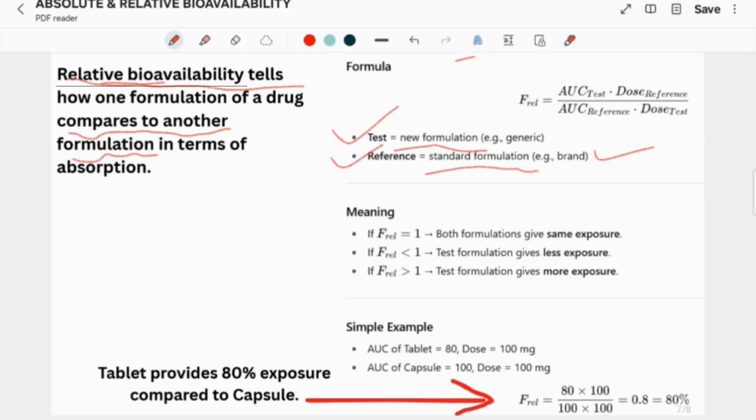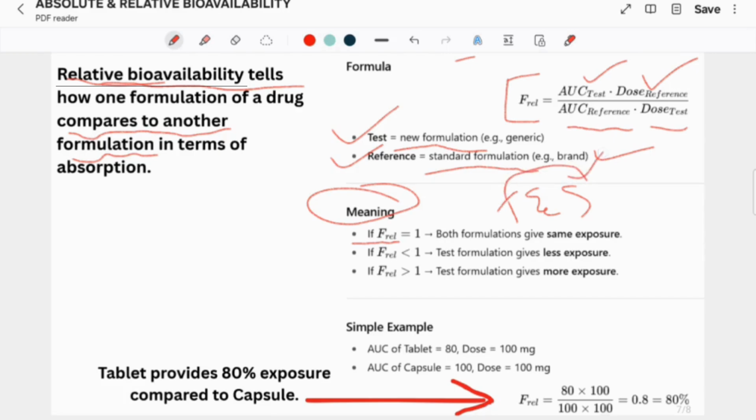So what is the equation to calculate the relative bioavailability? F REL, that is the relative bioavailability factor, is equal to AUC test into dose reference divided by AUC reference into dose test. So what is the meaning of this? If relative bioavailability factor F REL is equal to 1, then both test as well as standard have given the same exposure, means the same quality, same bioavailability, the test is absolutely same as that of the standard.